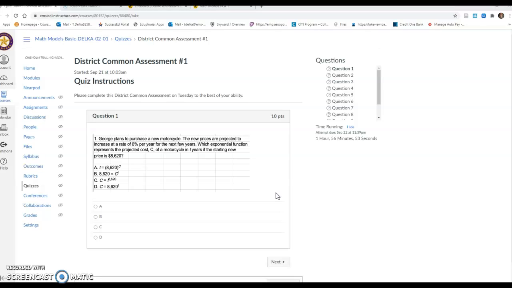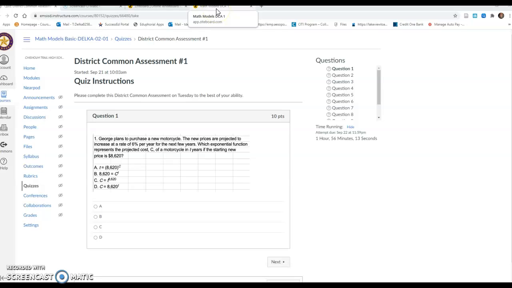George plans to purchase a new motorcycle. The new prices are projected to increase at a rate of 6% per year for the next few years. Which exponential function represents the projected cost C of a motorcycle in T years if the starting new price is $8,620? Okay, I'm going to be honest with you. We are not at exponential equations, so that's going to be kind of difficult for us, but we do want to find C, the projected cost. So I'm going to go ahead and tell you now, we are looking at C and D as more of our answer, okay? So let's go on over here.